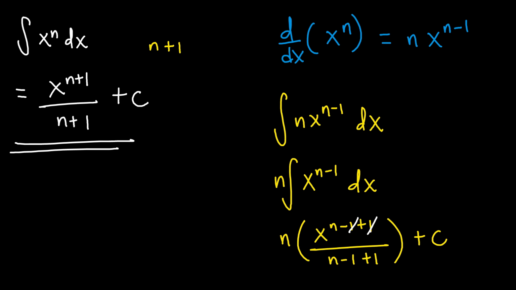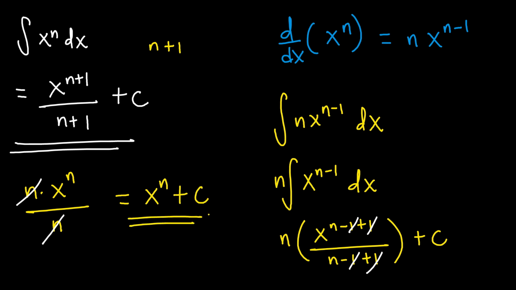This will cancel with that, and also this will cancel with that. And so we shall have n times x to the power of n divided by n. This will cancel with that. And so we shall have x to the power of n and then plus c, hence proved. So you go back to this. And this is called the power rule.